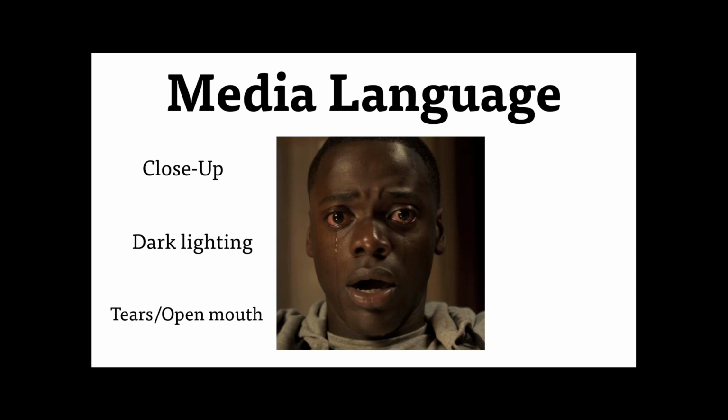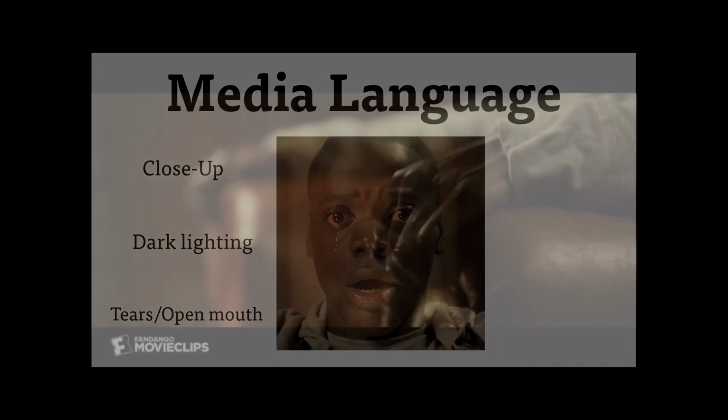The close-up is used to convey the character's emotions. The dark lighting suggests something sinister and evil, and the tears running down his face could mean that he is crying through fear and worry rather than through sadness. Let's watch a clip and see how this translates through moving image.